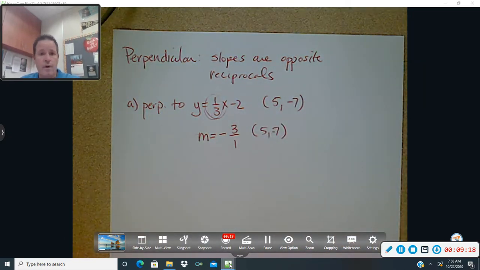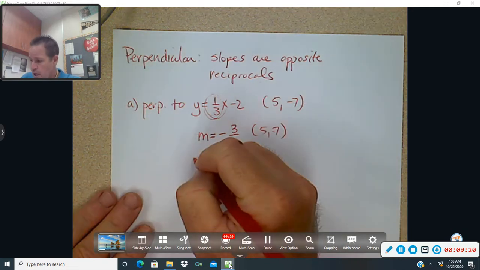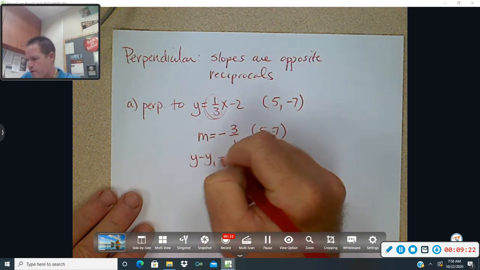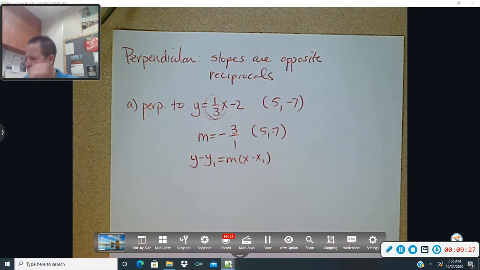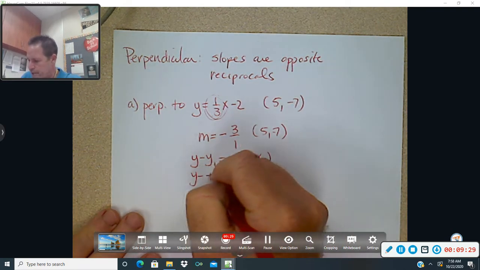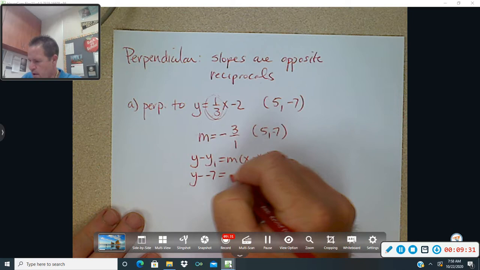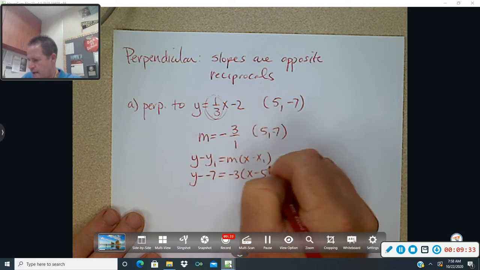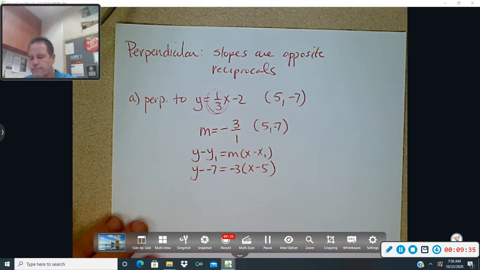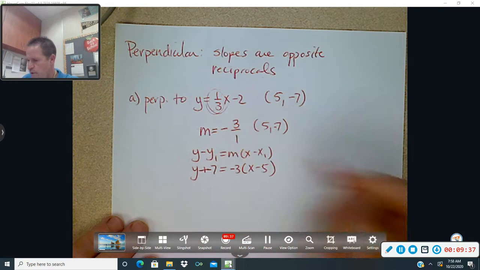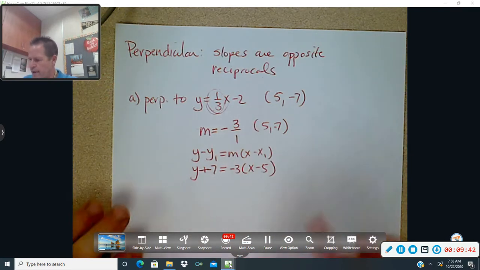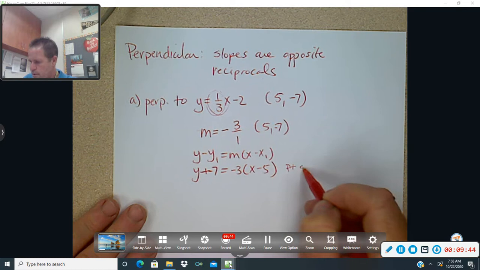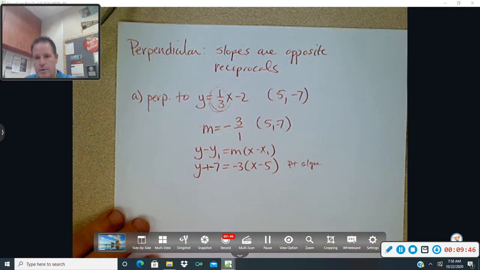Now it's just the same work as you've been doing over and over. Point slope form first. Y minus y1 equals m times x minus x1. You're going to have y minus negative 7 equals negative 3 times x minus 5. Your minus minus here will turn into plus. Okay, that would be point slope. Didn't label it, but that's point slope.